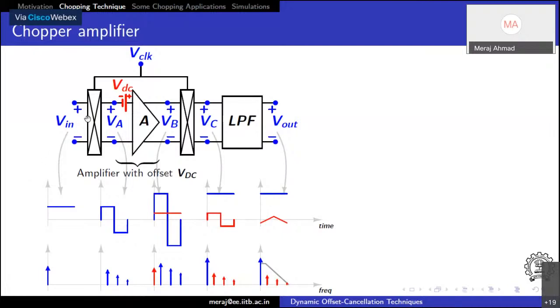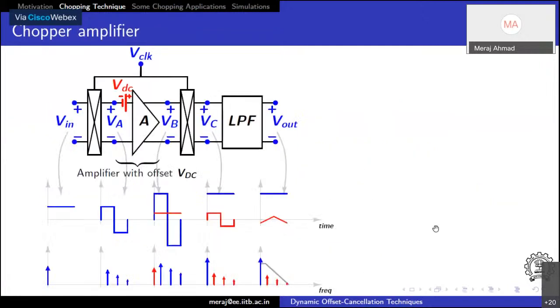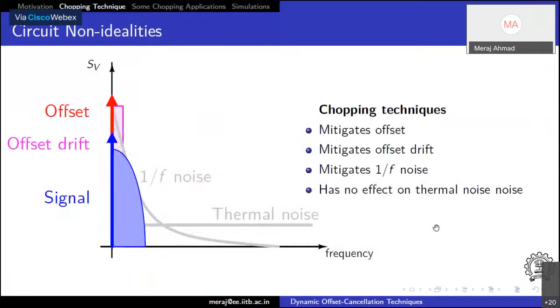And we'll try to figure out how to set up and how to see these noise and offset translations in Cadence. So now, what does the chopping technique help with? It helps in mitigating, meaning reducing, the offset, mitigates the offset drift, and mitigates the 1/f noise. Everything is translated to a higher frequency. And one more thing to point out, it has no effect on thermal noise.